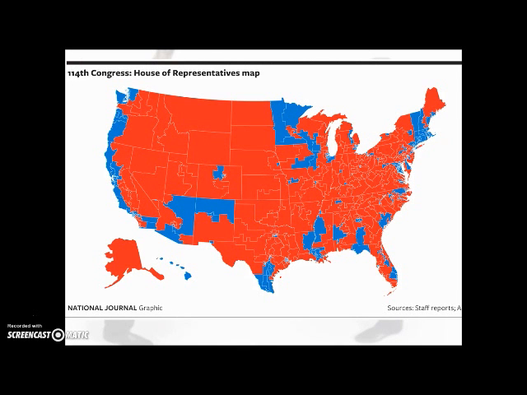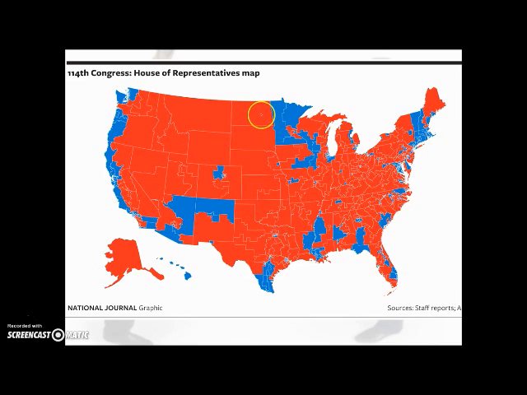This map shows the 114th Congress, the House of Representatives map. So this shows the districts broken up in each state and who represents each of those districts. The red represents Republicans and the blue represents Democrats. We can see that we live down here in a solidly blue district represented by Tim Walz. The vast majority of the country, yes, is dominated by red on the map.